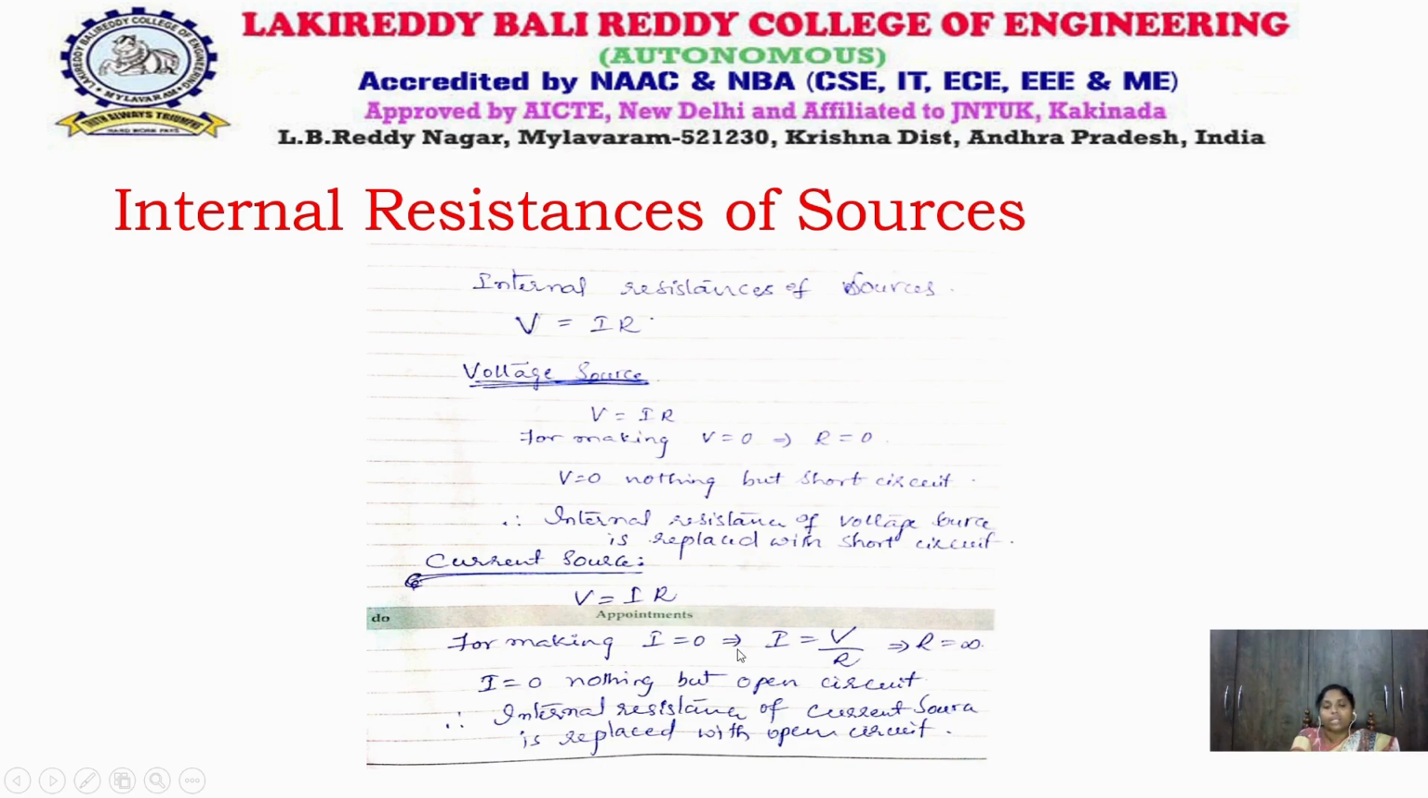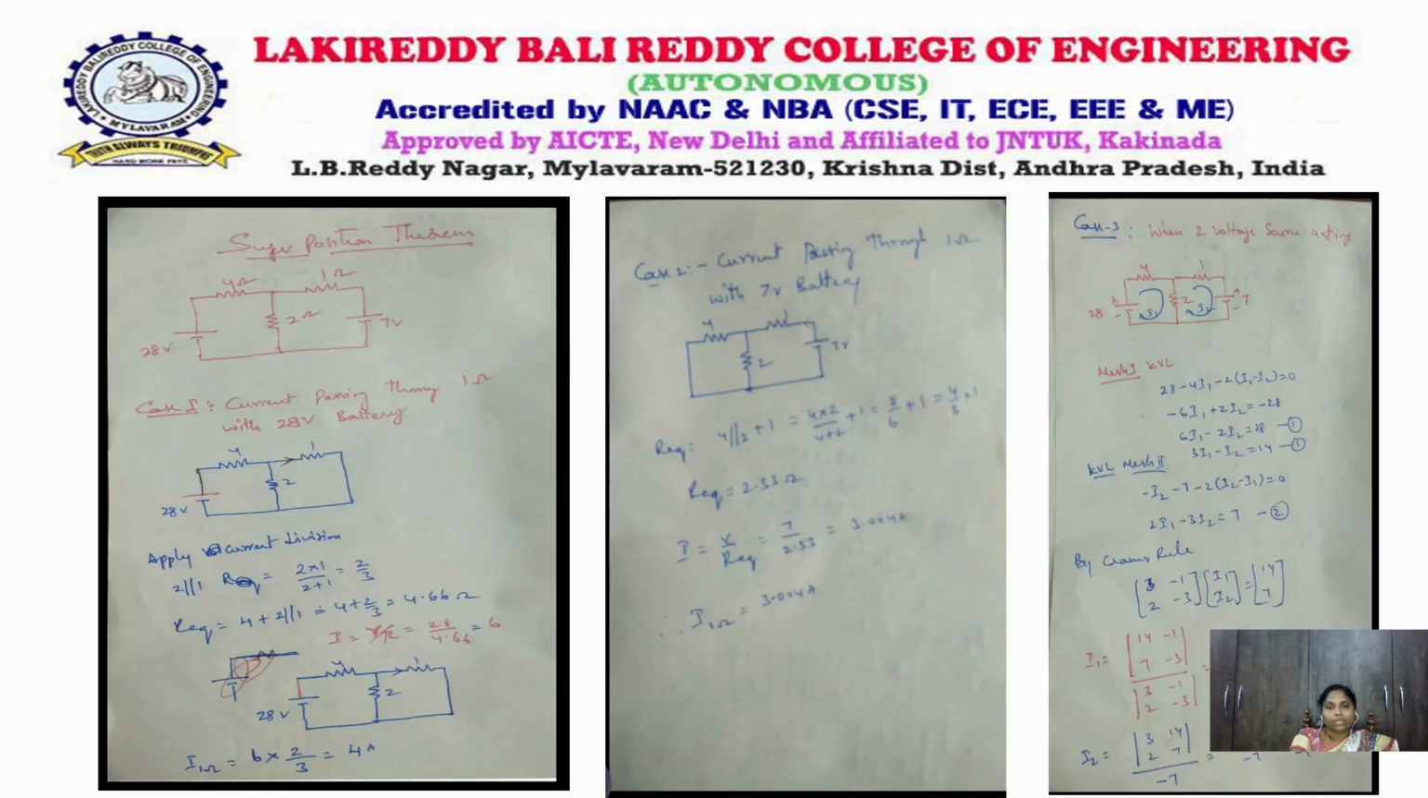And coming to the current source, as we know from Ohm's law, V equal to IR. For making I equal to 0, I need to consider R as an infinite value. So I equal to 0 is nothing but an open circuit. So the internal resistance of the current source must be replaced with an open circuit. This is about the superposition theorem.